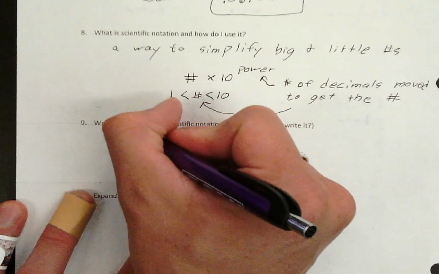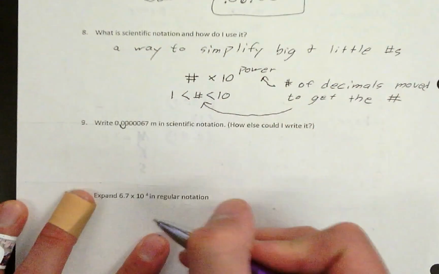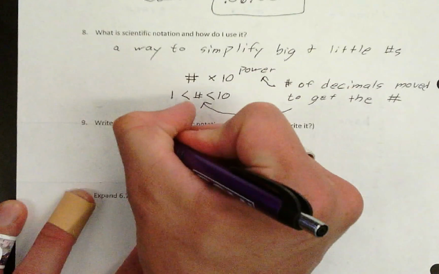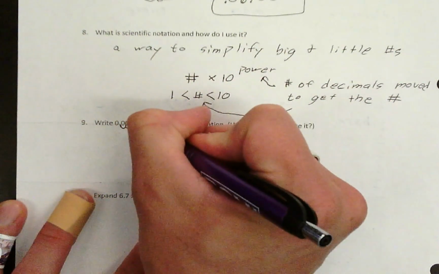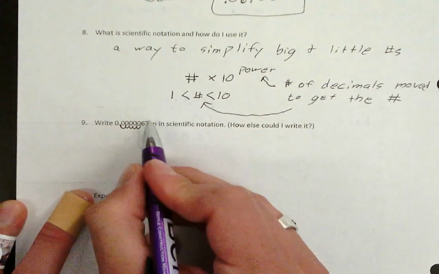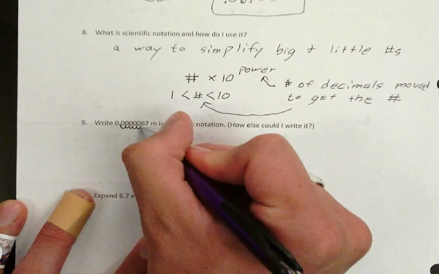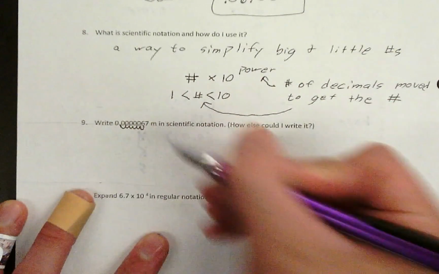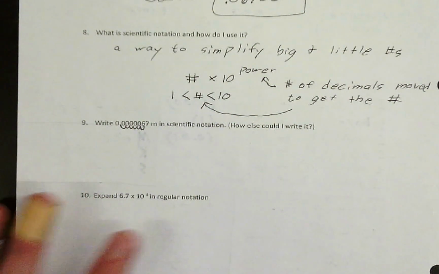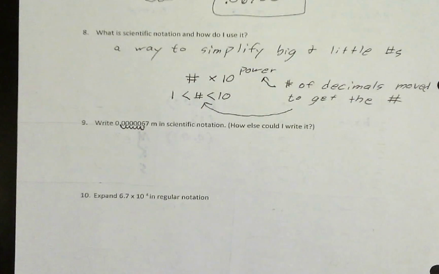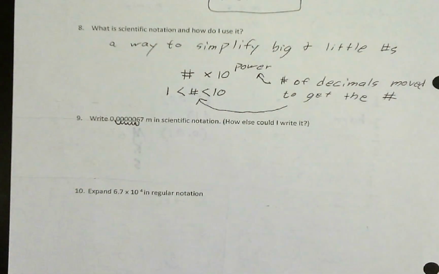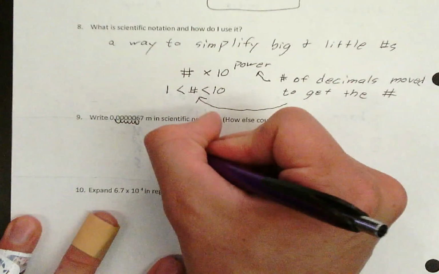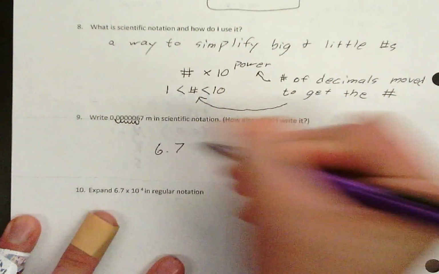So if I move the decimal 1 over, that's still less than 1. Still less than 1, but I'm getting closer. I got 0.67 now. One more, now I'm more than 1, but I'm less than 10. If I kept going and got to 67, now I'd be bigger than 10. So the number I'd write down is 6.7.